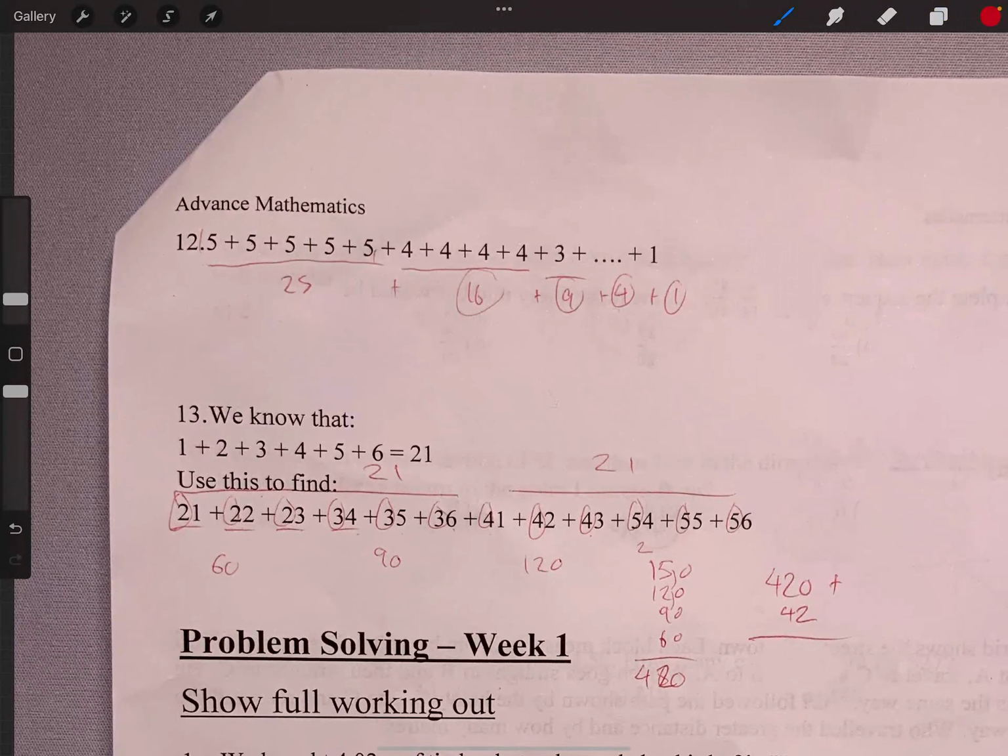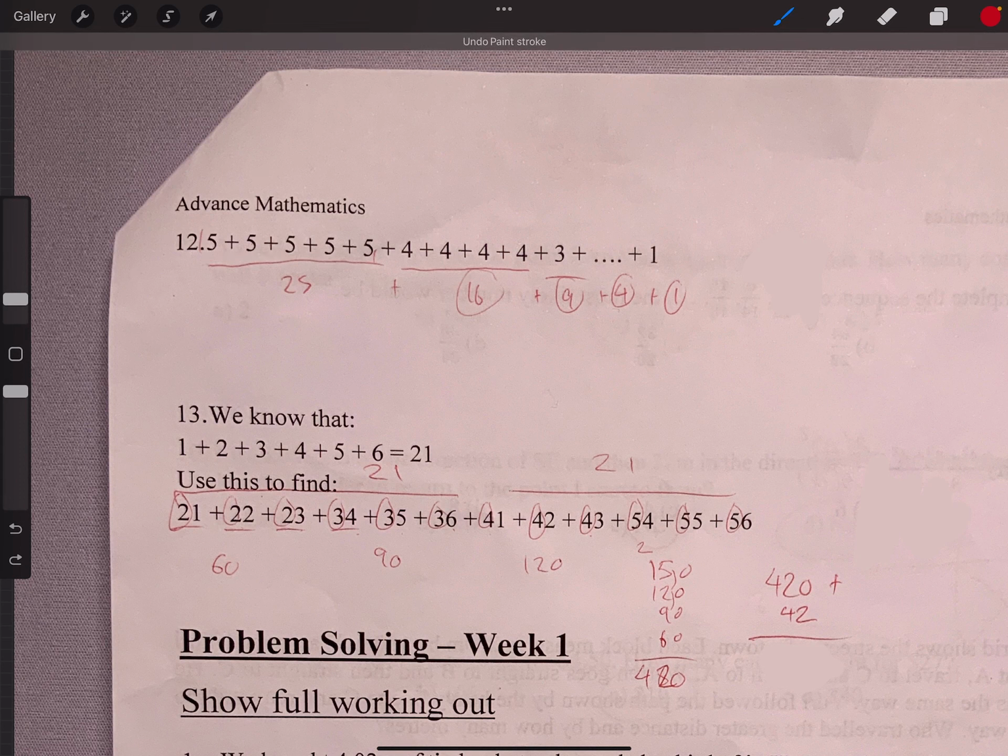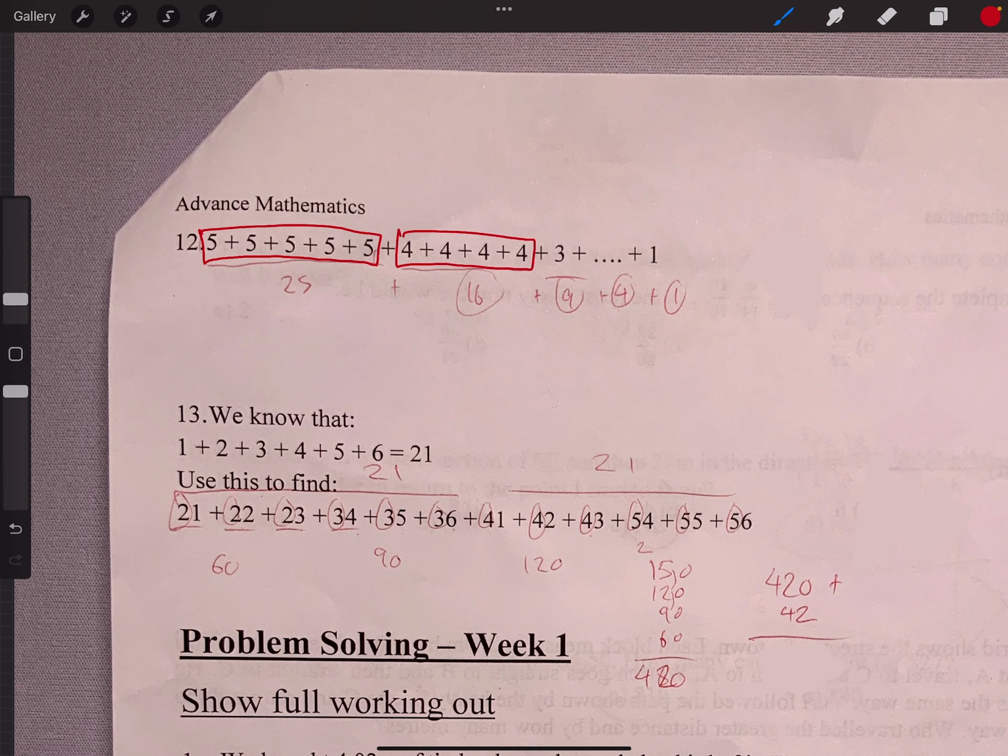Alright, next one is you have 5 plus 5 plus 5. Okay, and then, so it's just a bunch of numbers adding together. And as you can see, there are 5 lots of 5. There's 4 lots of 4. It's going to be 3 lots of 3. So 5 lots of 5 plus 4 lots of 4 plus 3 lots of 3.